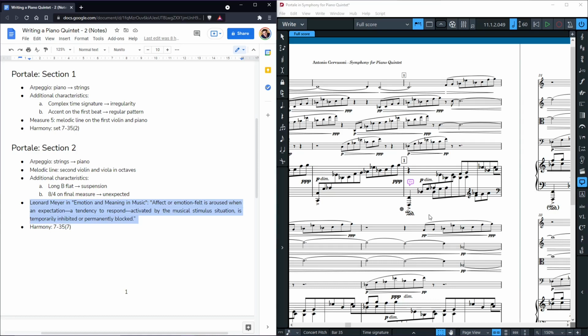On the harmonic side, the set has now been transposed from note 2, D, to 7, G. In other words, raised by a perfect fourth. Let's hear a fragment of this section.